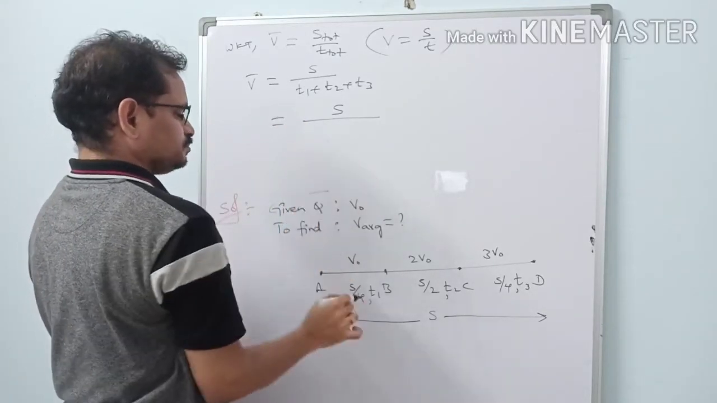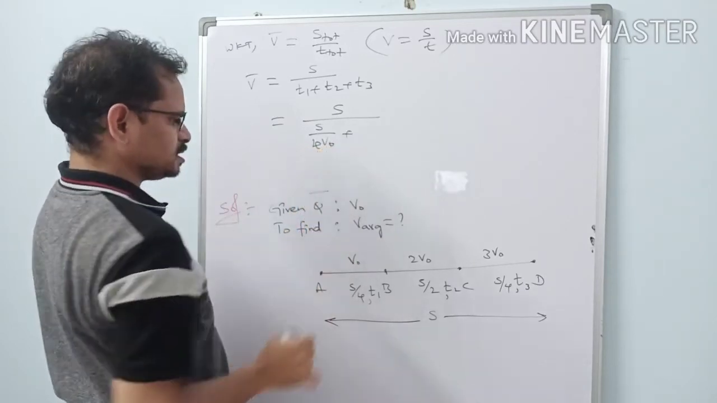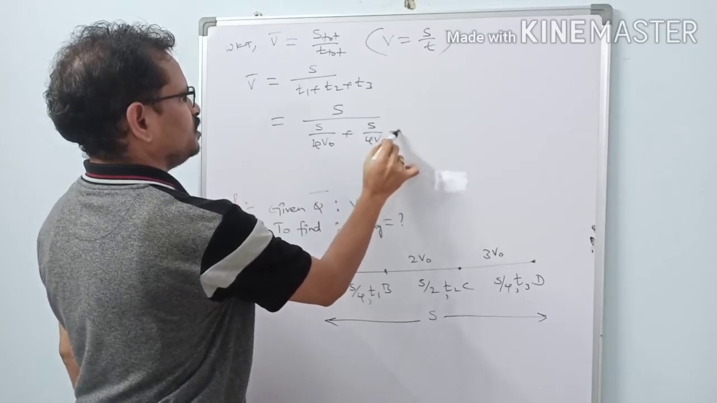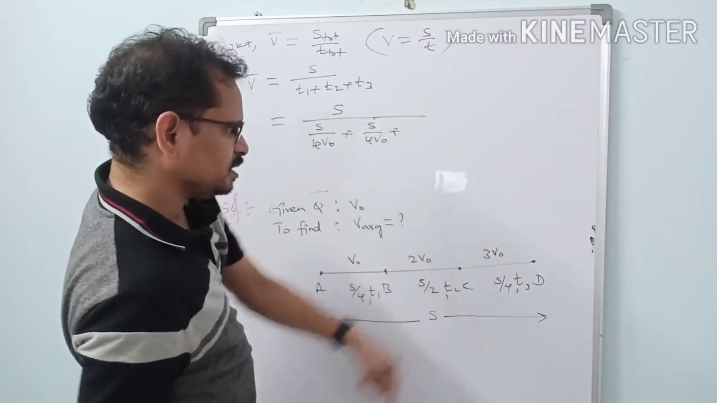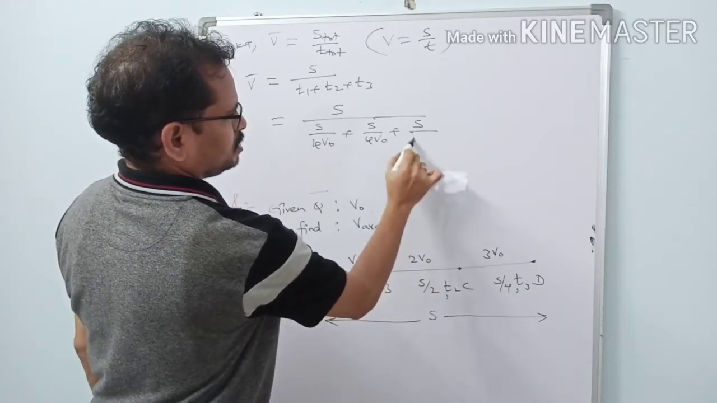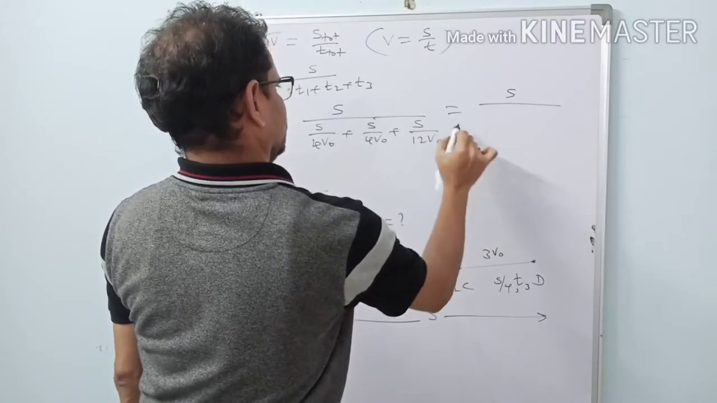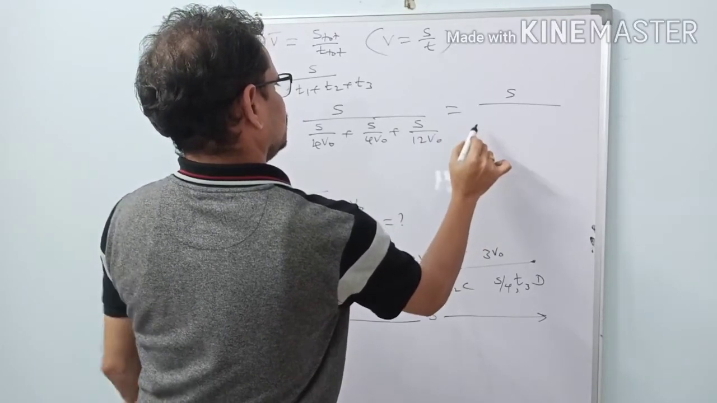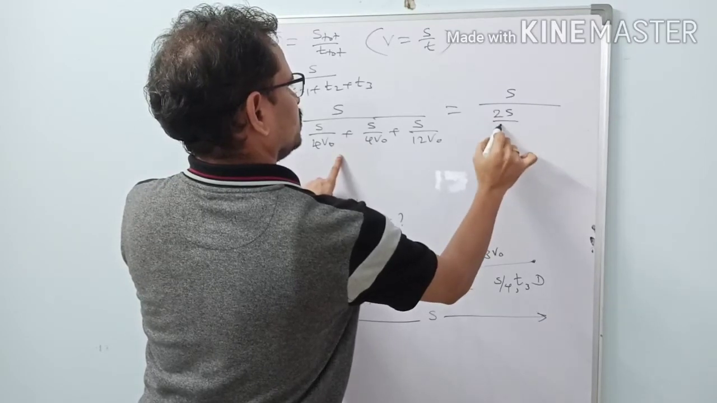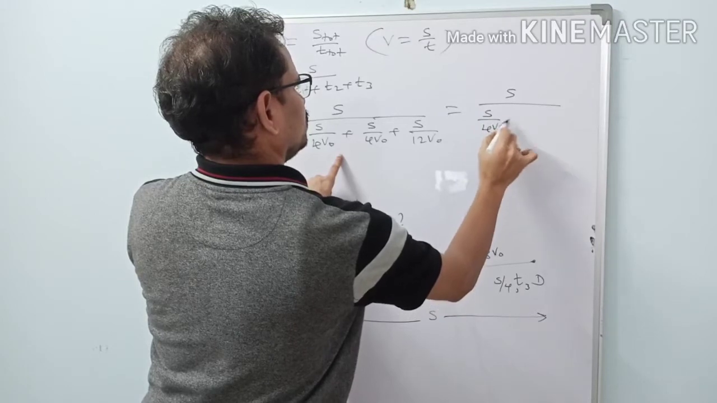T1 equal to S by 4v0, plus T2 equal to S by 4v0, plus T3 equal to S by 12v0. So this is equal to, let us take S by 4v0 common here. Here this equal to 2S by, let us take this one. Let us take S by 4v0 common here.